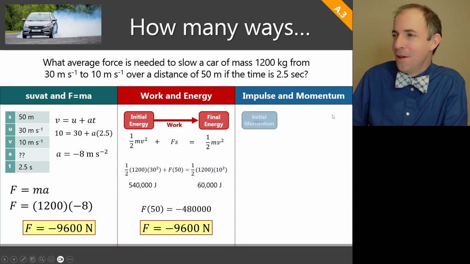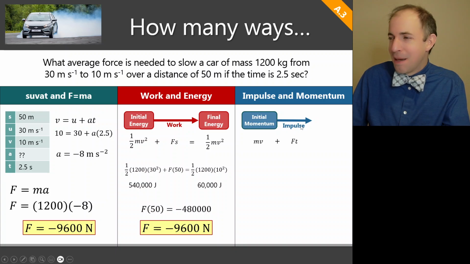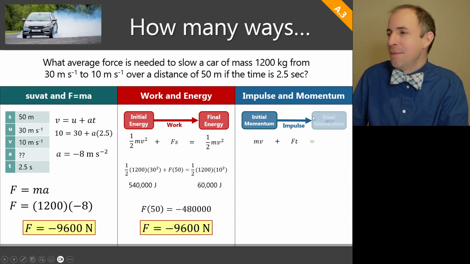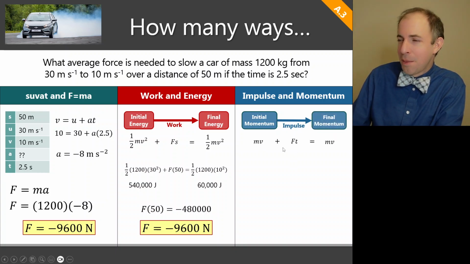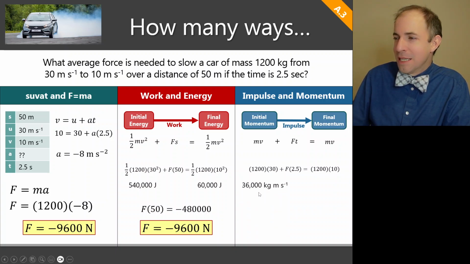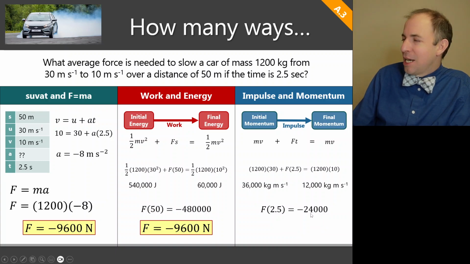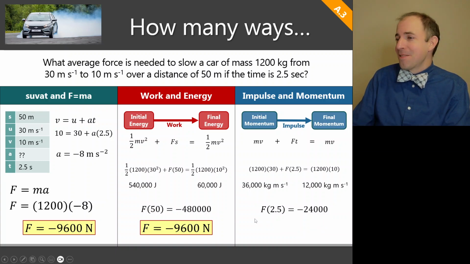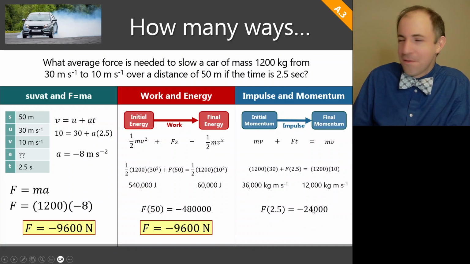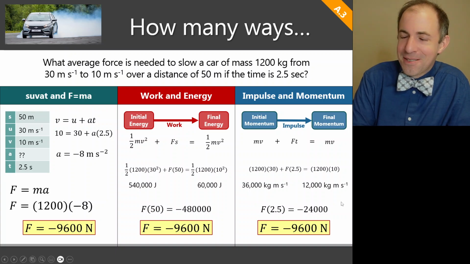All right, one more example. We've got initial momentum, and momentum is always mass times velocity. That changes based on impulse. Impulse is force times the time to give us my final momentum. So the initial momentum plus the impulse is equal to my final. I plug in my numbers, which means I have an initial momentum of 36,000, a final momentum of 12,000. It is smaller because it's slowed down. And my change in momentum then is equal to the impulse. F times the time, which is 2.5, is equal to a change in momentum of 24,000, which gives me a force of negative 9,600 newtons.